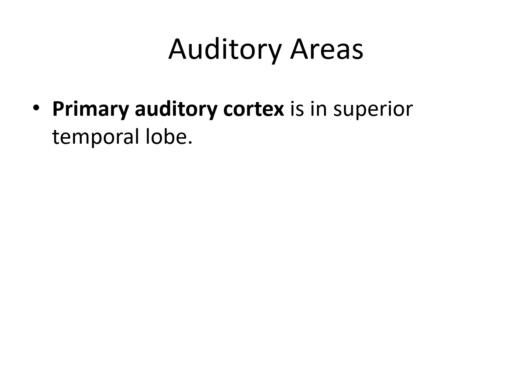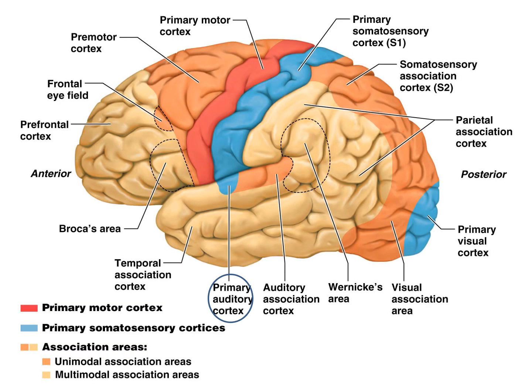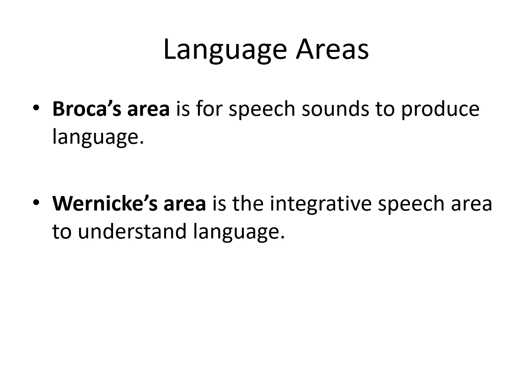The primary auditory cortex, as you might anticipate, is in the temporal lobe. And it's located here, the superior portion of the temporal lobe. There are various language areas. Two of the most important ones are Broca's area and Wernicke's area. They may seem very similar in function, but if you read this carefully, they have very distinct functions. Broca's area is for speech sounds to produce language, whereas Wernicke's area is the integrative speech area to understand language.